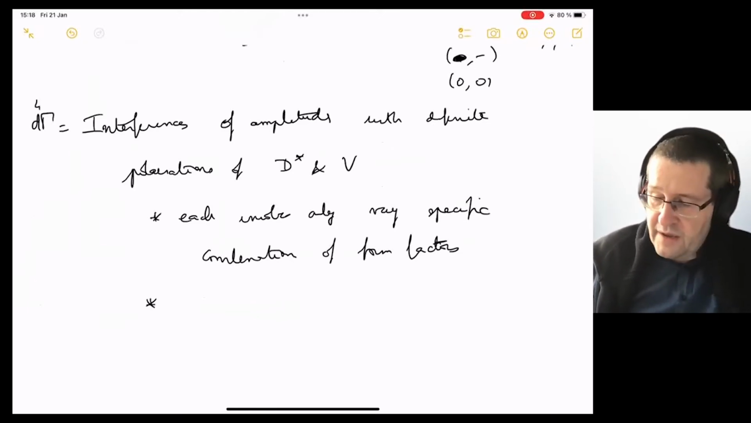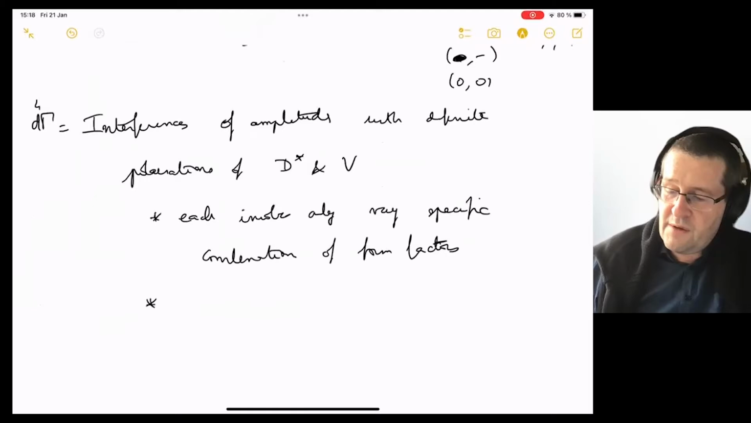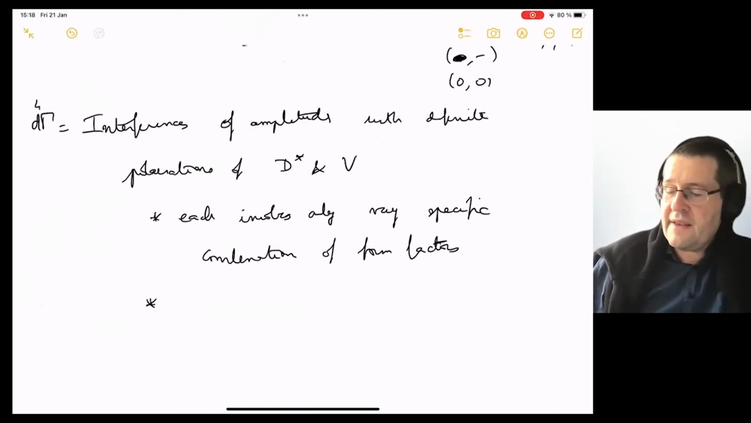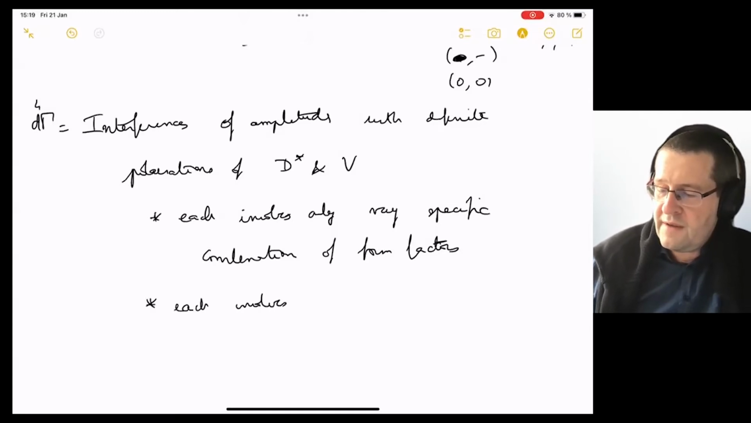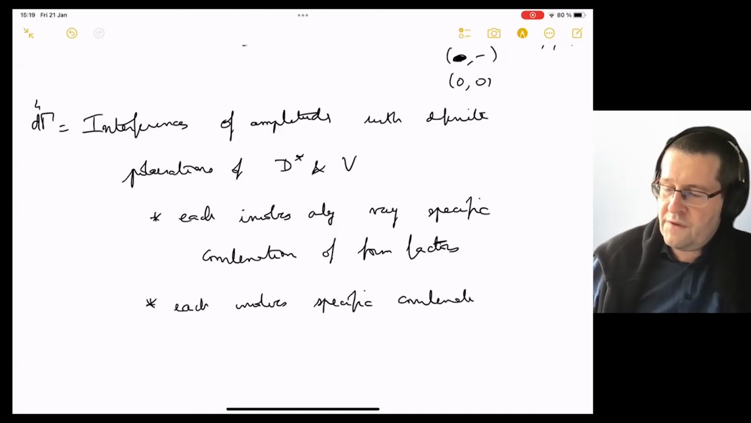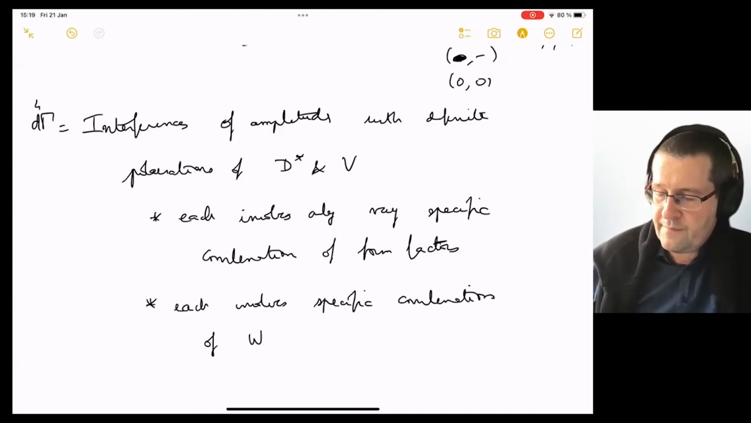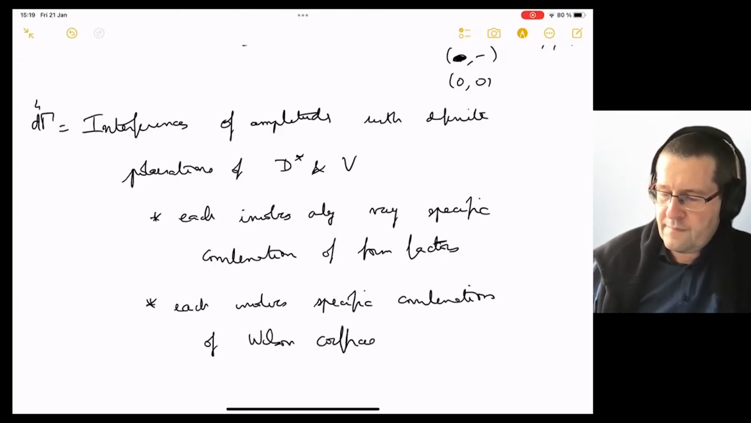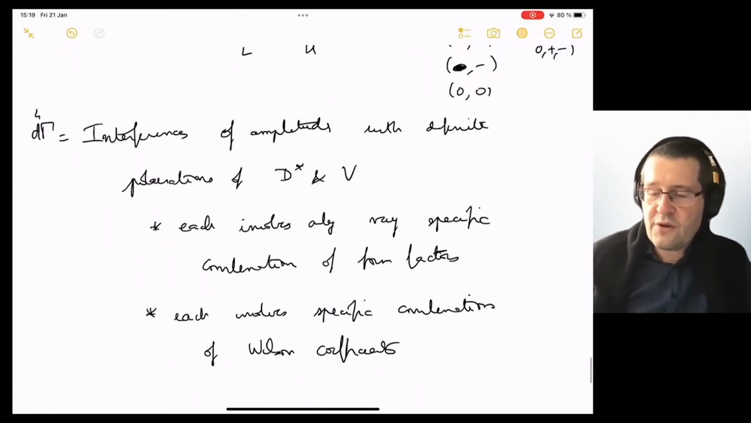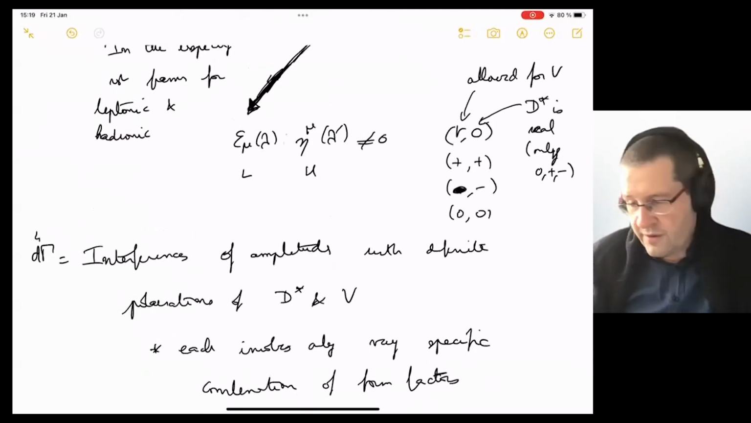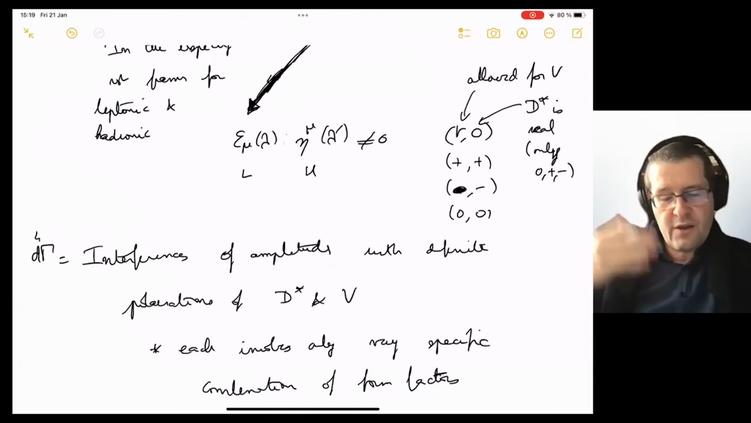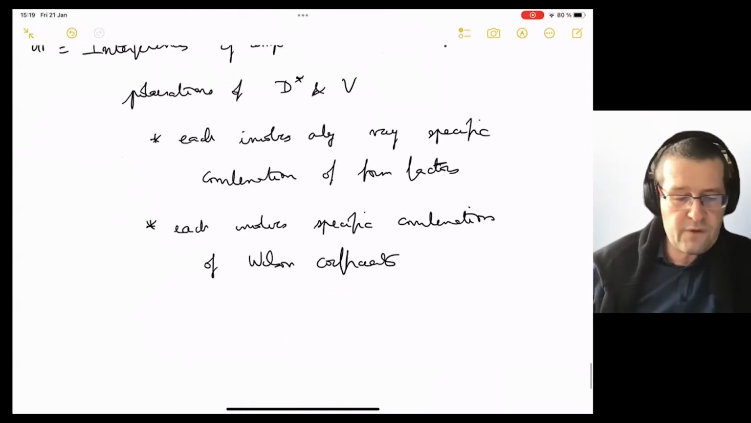And that also means that you can afterwards analyze much more easily the contribution of the Wilson coefficients, because not all operators will be able to send you to a particular polarization state. So you can separate in a nice way the various contributions.